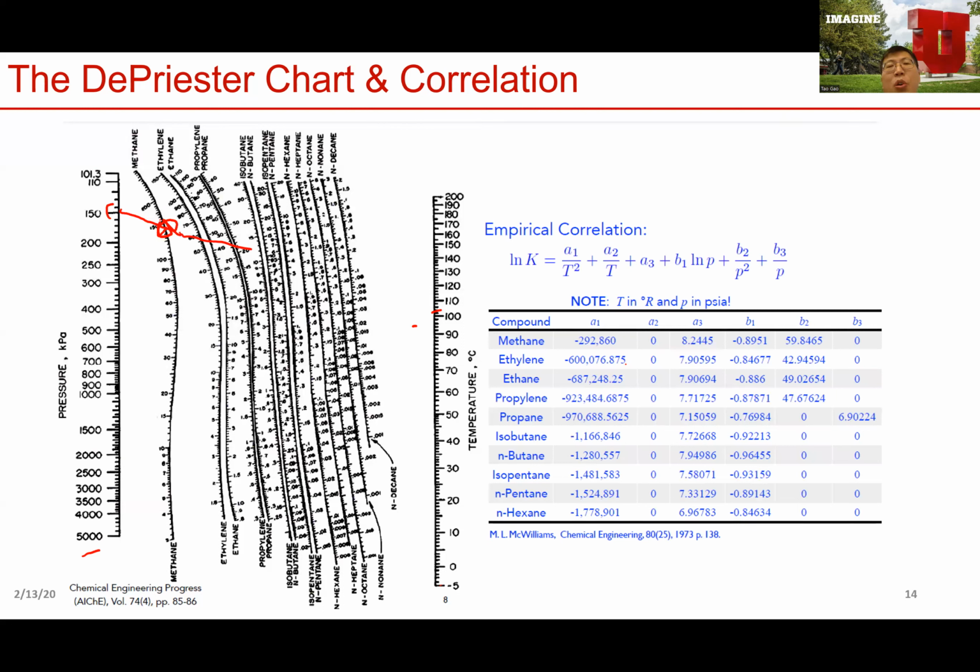Then there's an empirical correlation to compute K value based on the de Priester chart, the de Priester correlation, in which the K value, as you can see here, is a function of both temperature and pressure, right? And for some common chemical species, the parameters A1 to A3, B1 to B3 are listed in this table.